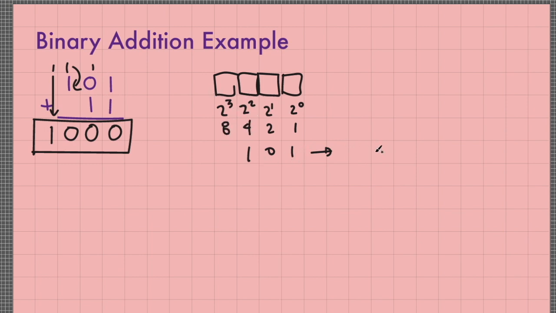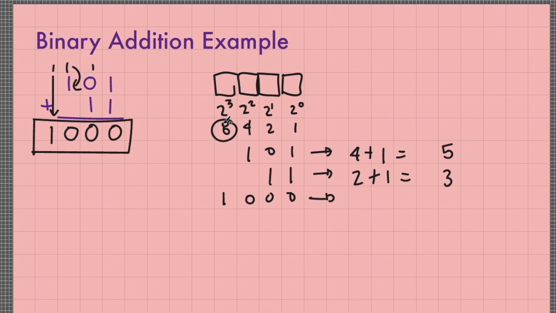So 101 is 4 plus 1, which is equal to 5. Next addend is 11. So this is equivalent to 2 plus 1 based on these weights. So this is equal to 3. Next, our answer is 1000. So based on these weights, the non-zero part is multiplied to 8. Hence, this is 8, which tells us that our final answer is consistent when the addends are converted into the decimal number system. Our answer here is correct.